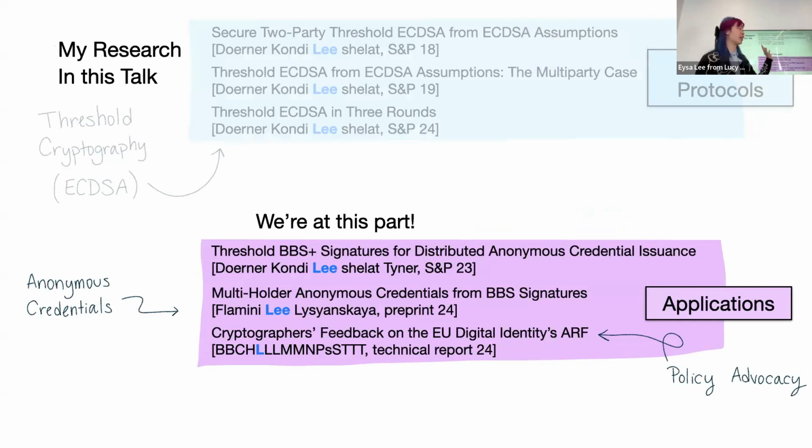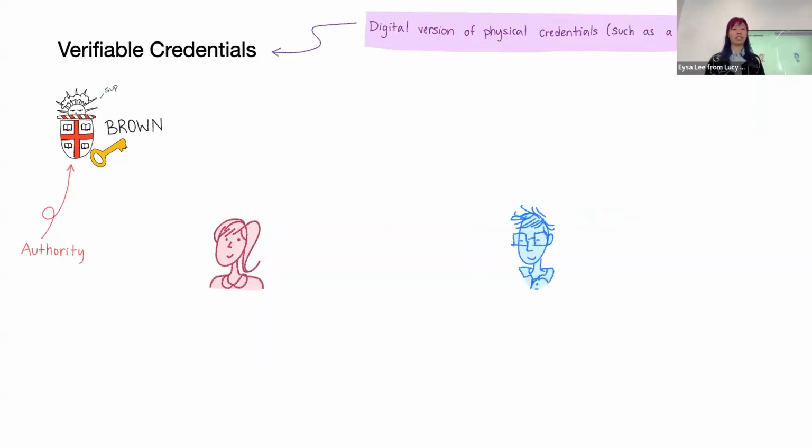Cool, now we've gone over how specialty CDSA works. So let's look at anonymous credentials. In order to understand how this works, let's look at normal verifiable credentials, the digital version of something like a driver's license or a passport. Typically, you have some authority figure. I'm going to use the example of Brown, which holds some sort of secret key.